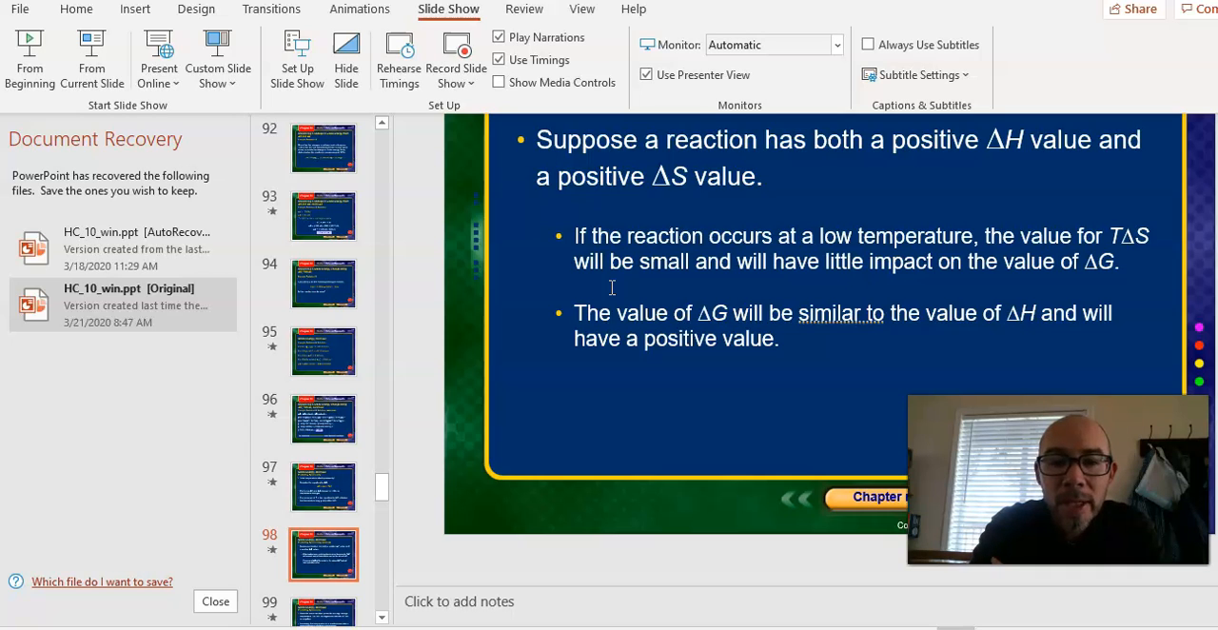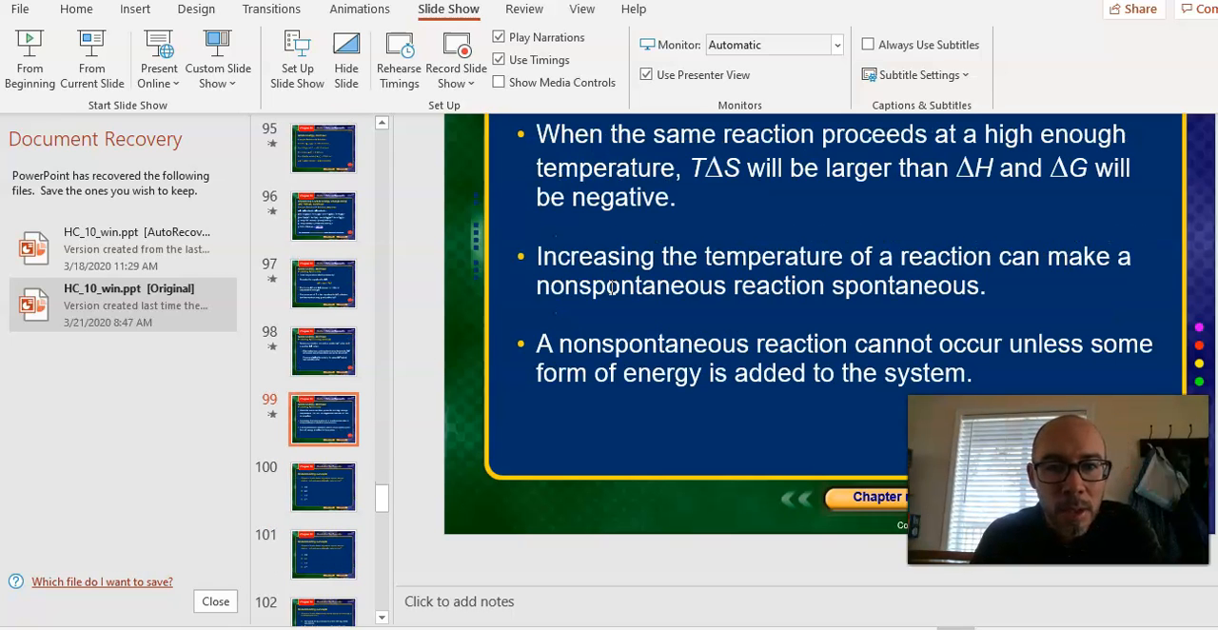Now temperature really does matter. If a reaction occurs at a low temperature, the value of T delta S will be small and will have little impact on the value of delta G, because we'll be subtracting a very small amount. The value of delta G will be similar to the value of delta H and will be positive. When the same reaction proceeds at a high enough temperature, T delta S will be larger than delta H, and delta G will be negative.